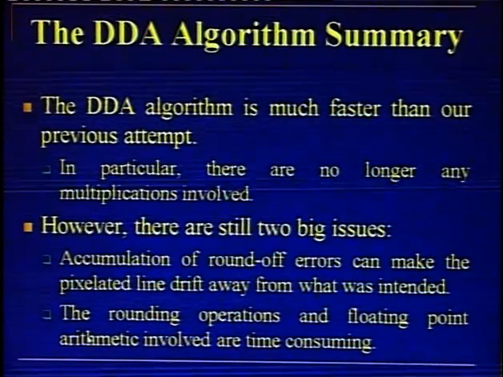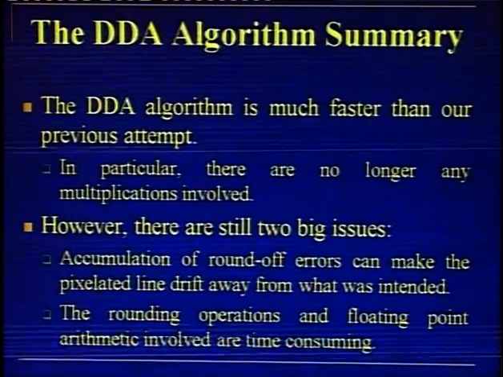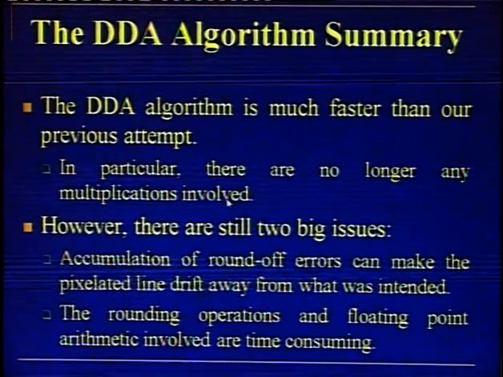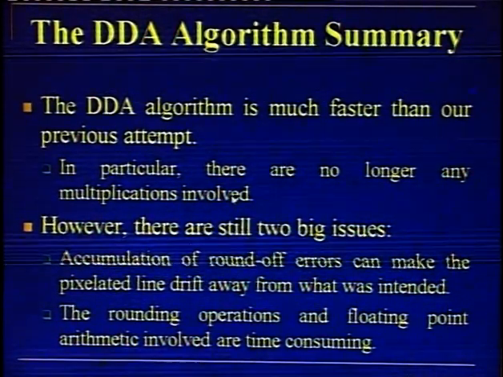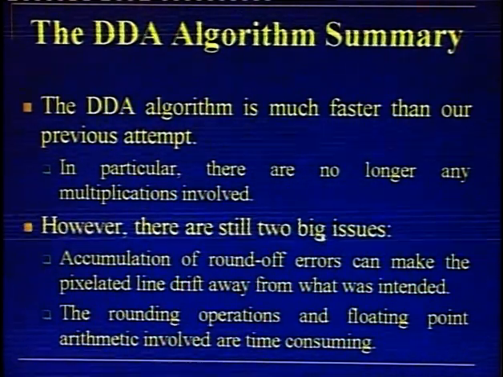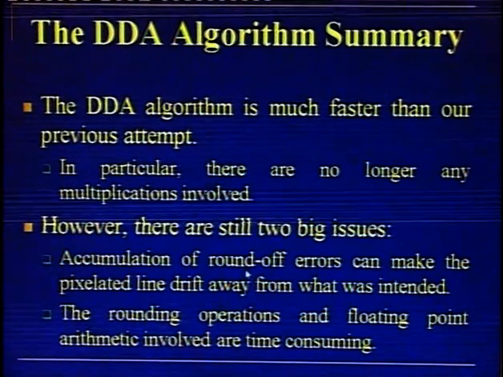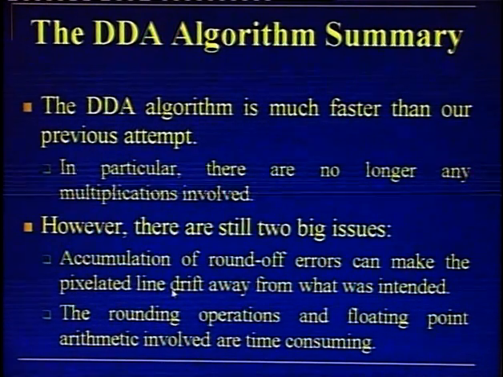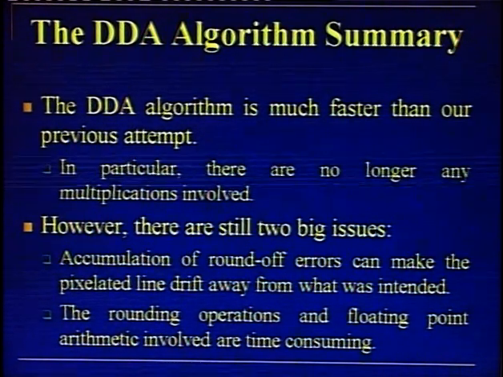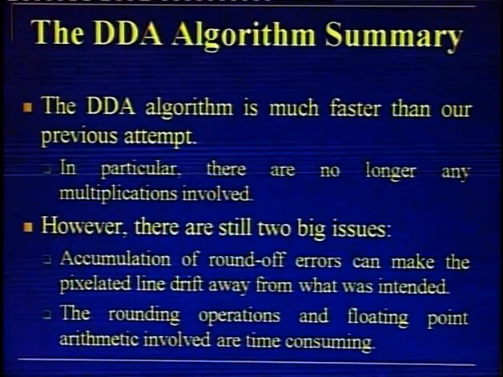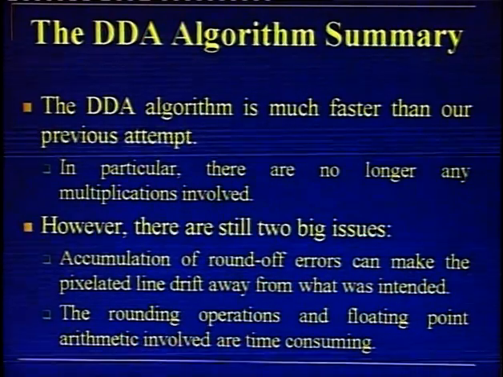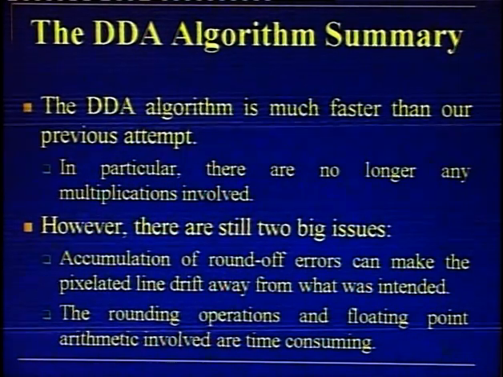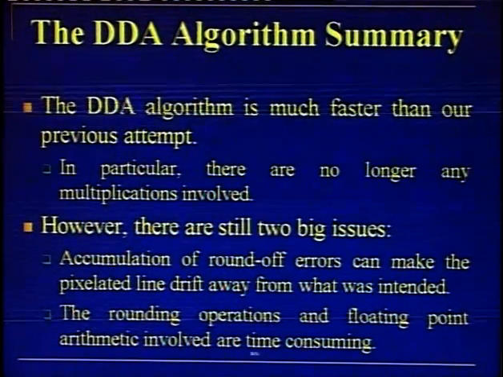DDA is much faster than our previous example, the slope intercept equation. In particular, there is no longer any multiplication involved; in DDA the multiplication operations are avoided. However, there are still two big issues to consider. Accumulation of round off errors can make the pixelated line drift away, above or below, from what was intended, because we round off the calculated values. Also, the rounding and floating point operations involved are time consuming.